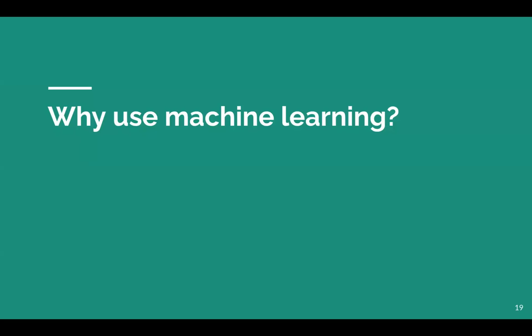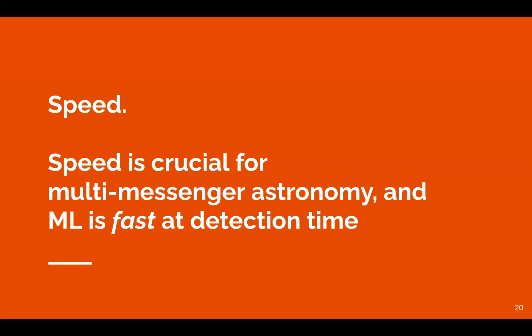So why use machine learning for this task? Why do the traditional methods of this approach not suffice? Speed. Speed is really crucial for doing multi-messenger astronomy well. We'd like to be able to point our telescopes at the event as soon as possible. And machine learning can be really, really fast. To give a sense of some numbers, the typical detection time for a traditional search pipeline is about 15 seconds, and with machine learning, we can be more like 3 or 4 seconds. So there's a little bit more to go to be quite as fast as we'd like, but we're already significantly faster than what the traditional methods are capable of.